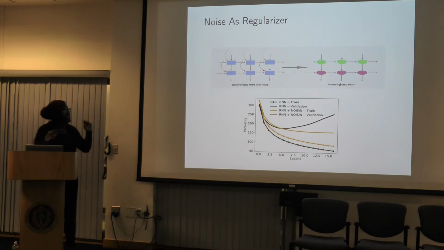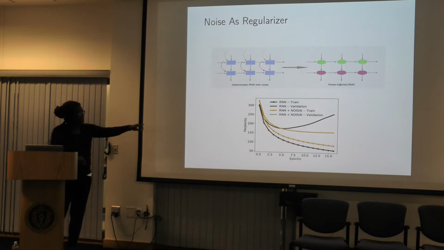I call this a noise injected RNN, and what you get is a nice regularization effect, as shown in the figure below. The black curves correspond to the RNN, and the yellow curves correspond to the RNN with noise injected in the hidden states, as I just described. For the black curve, the RNN, the training perplexity, this is perplexity per iteration, goes down. See the black one with the dots, but the validation perplexity starts going up after only 5 epochs.